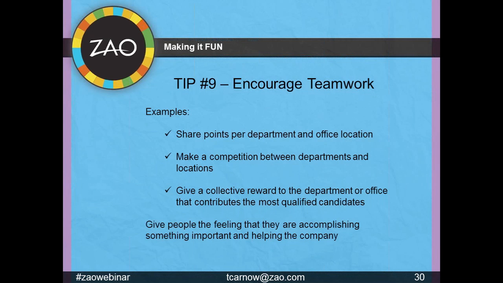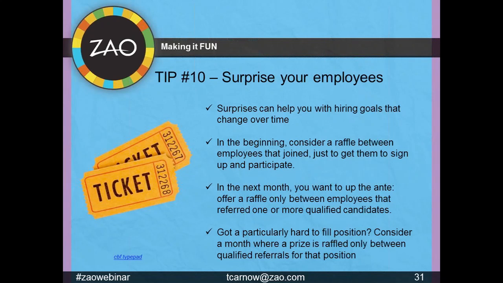Encourage teamwork, because, of course, working together on achieving a goal is fun, and we want to keep it fun. It is gamification. And you can do this by setting up a competition between departments and locations. That might be a fun way to do it. Or give a collective reward to a department or office that contributes the most qualified candidates. And this will give people the feeling that they're accomplishing something important, working together as a team, and helping the company. And then tip number 10, surprise your employees.